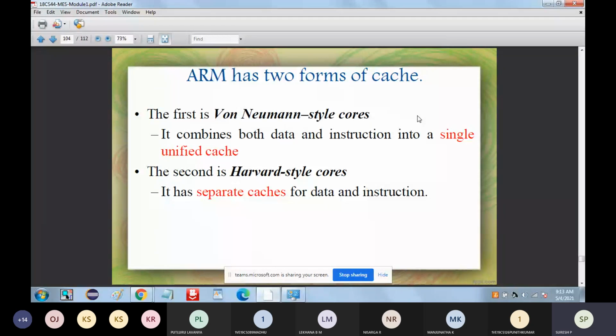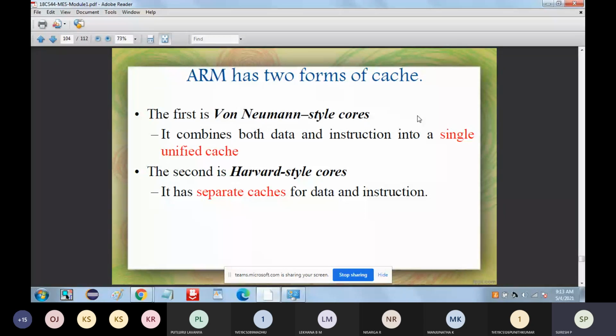Now, if we take the Von Neumann architecture, what is it going to have? In this type, your instruction and data will share the same bus. In the normal definition of Von Neumann architecture, instruction and data are shared on the same bus. Similarly, here it is going to combine both data and instruction into a single unified cache. That means a single cache is going to hold both the instruction as well as the data which that particular program has to utilize.